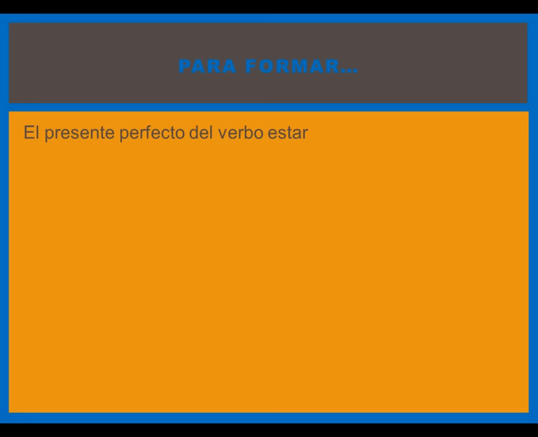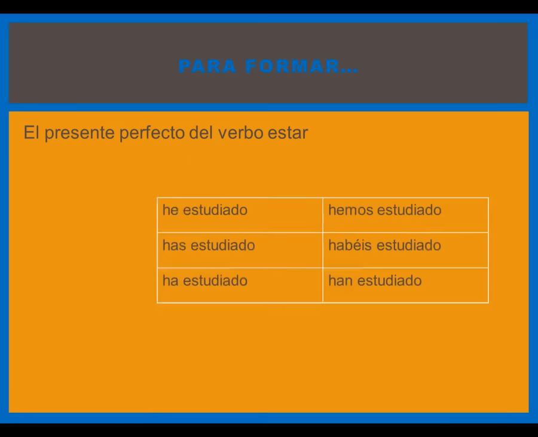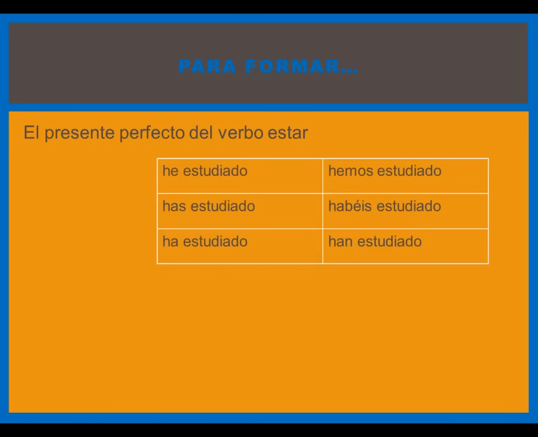So, the present perfect form of the verb estudiar is he estudiado, has estudiado, ha estudiado, hemos estudiado, han estudiado. The past participle is not a conjugated verb, so it does not change with the different people. What changes is the present tense of haber.